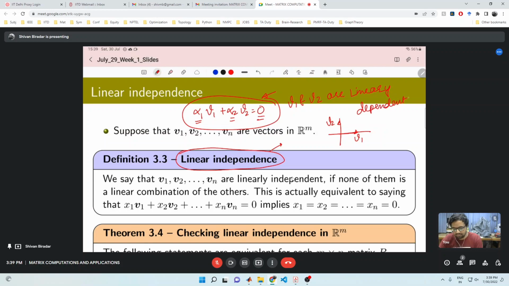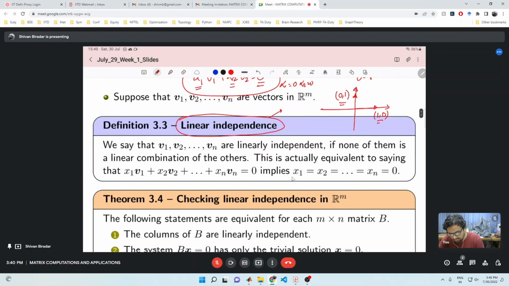If this is not true for any values of alpha 1 and alpha 2, except alpha 1 equal to 0 and alpha 2 equal to 0, then we say that v1 and v2 are linearly independent. So what does this mean in R^2 space? Let us consider this example. Say we have the vector (1, 0) and the vector (0, 1). Are these vectors linearly independent or linearly dependent?